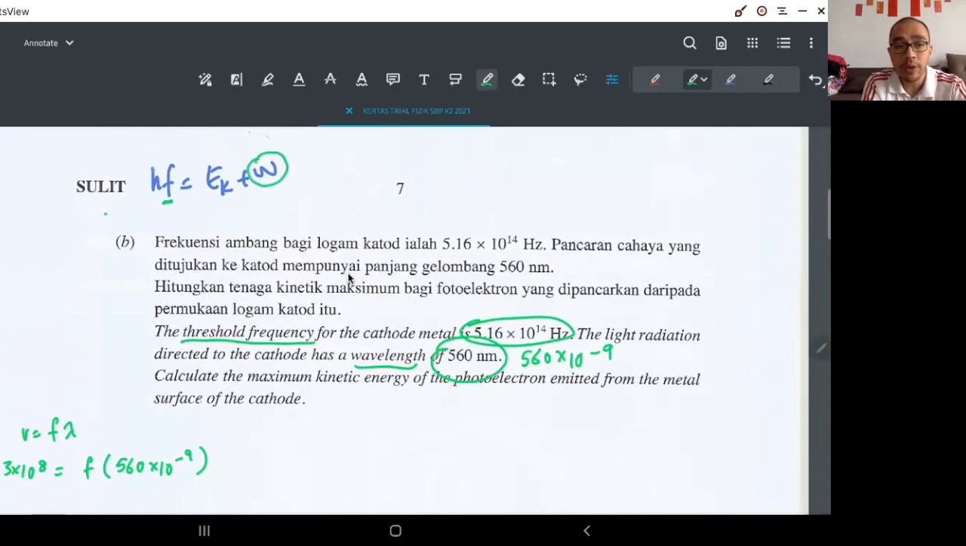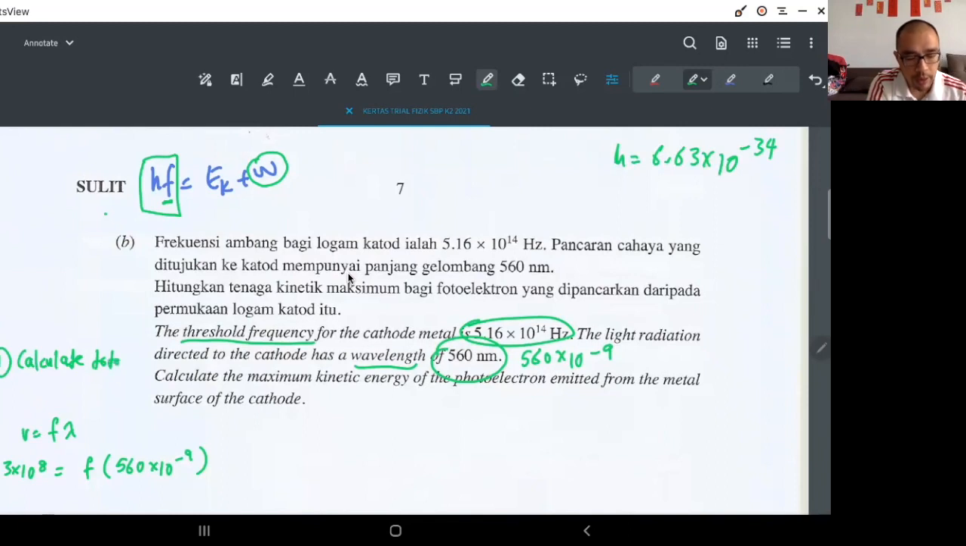So when you get this f value, you determine the value of the energy by multiplying it with h. If you have forgotten the value of h, h is equal to 6.63 times 10 to the power negative 34. Then you get the total energy. That's step number one: calculate the total energy. So to calculate the total energy, you get E equals hf. You get this value over here.